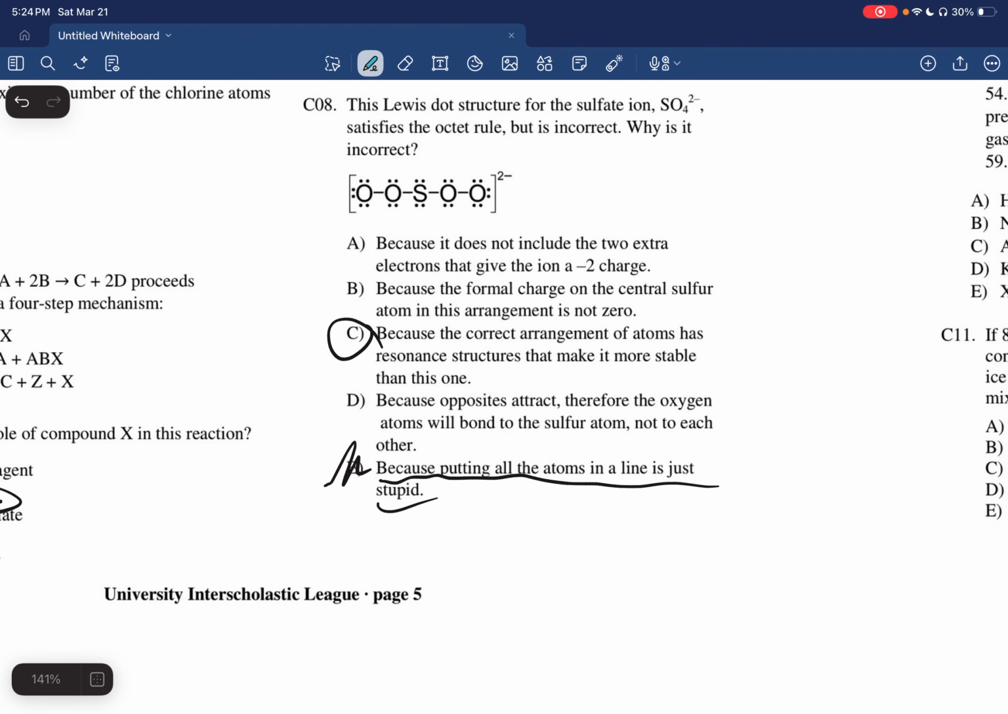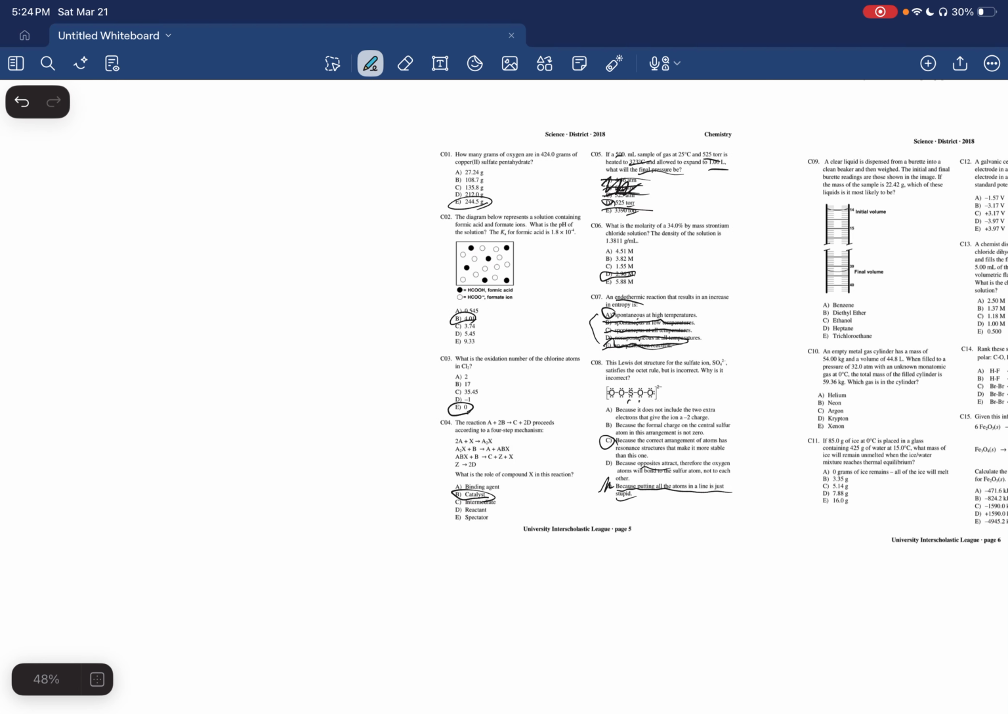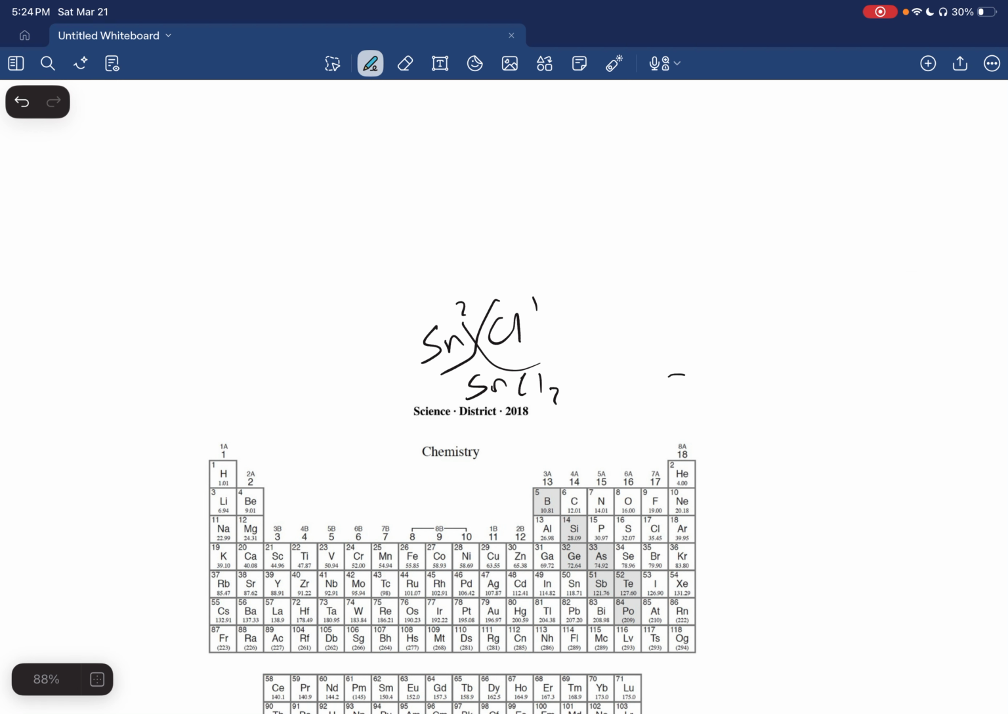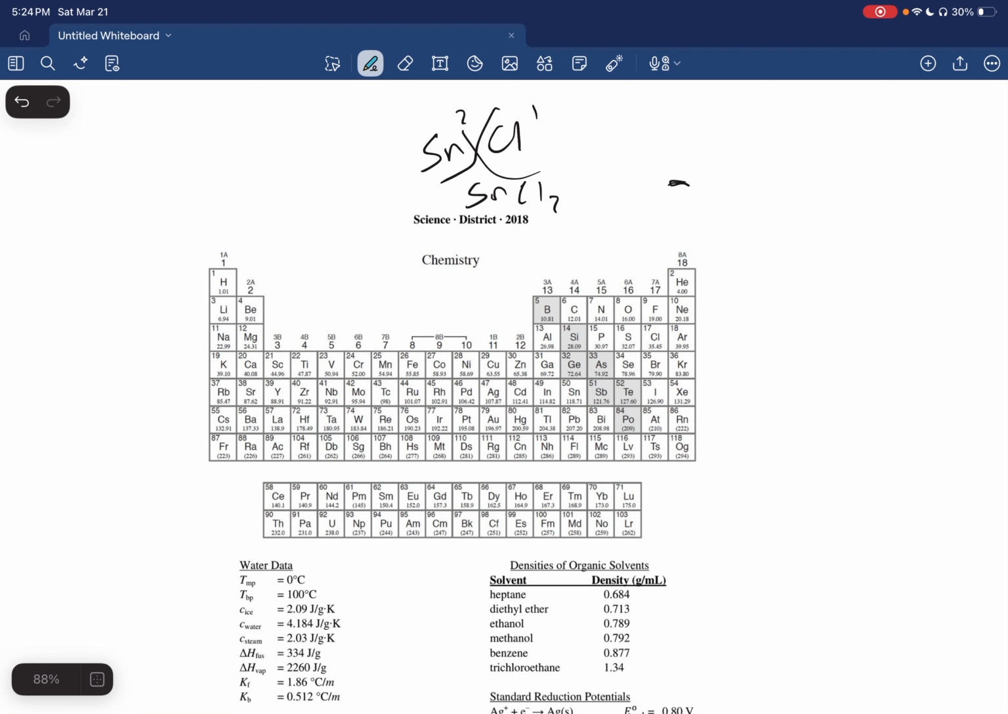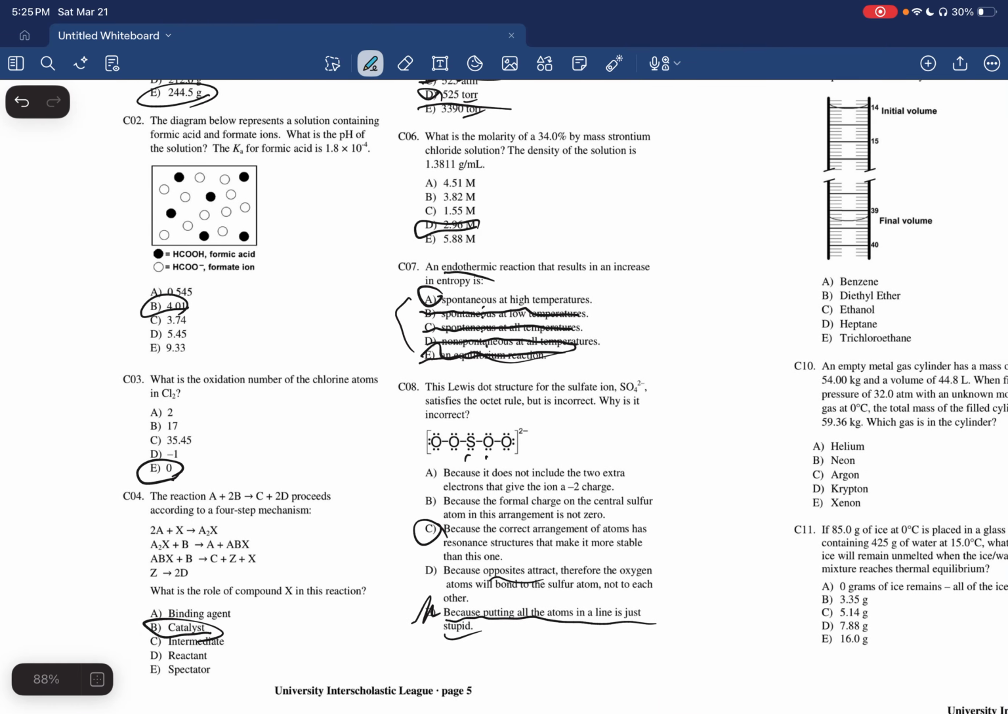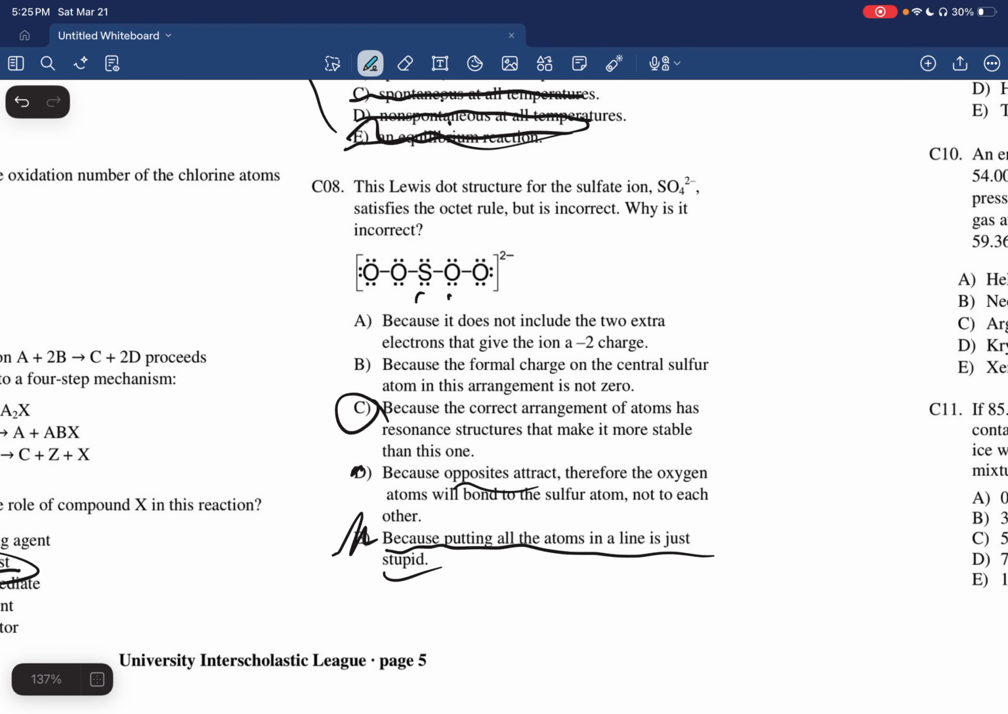Because opposites attract, therefore the oxygen atoms will bond to the sulfur atom, not to each other. That just doesn't really make sense because first off, these aren't opposites. Sulfur and oxygen, they both have a negative charge. And so we can just get rid of that also.